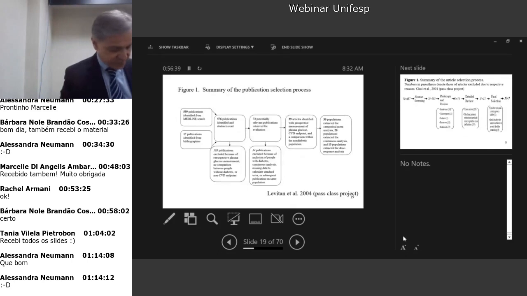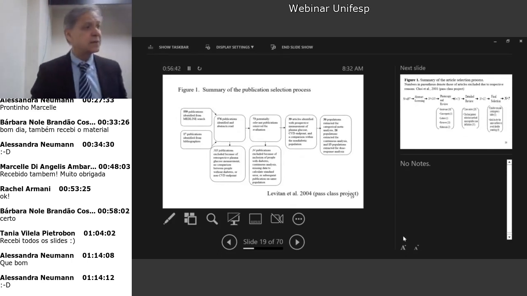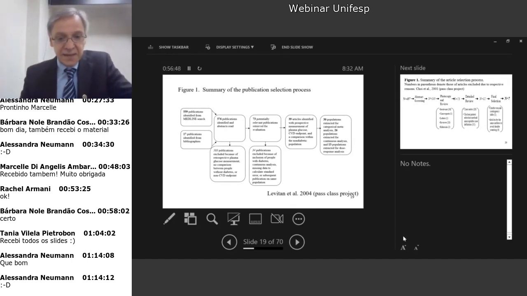Excuse me, every time it becomes too slow. I hope you can read. Can you read it on the screen? In this example, we have Levitan. That's a meta-analysis in 2004. There are 559 publications identified in the Medline search. That's the first level, the big search. 17 publications were identified from bibliographies, meaning I found the initial search, and then, reading the papers, I found some other literature in their reference lists that relates to the topic of my interest. So I added that to the group, so it became 576.